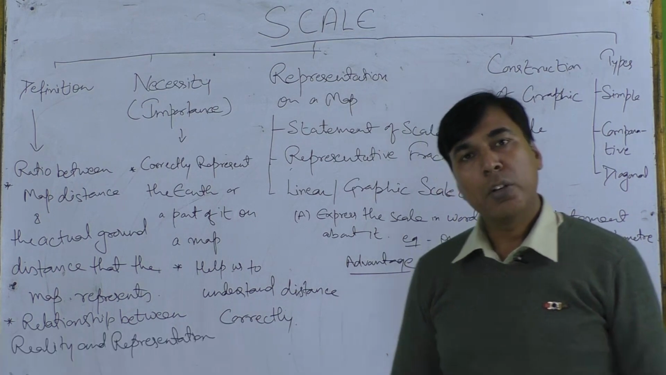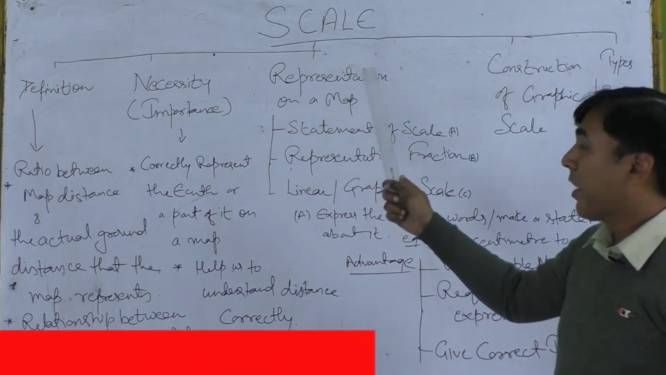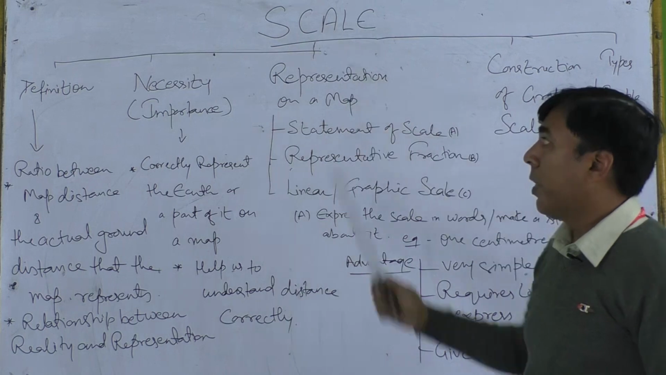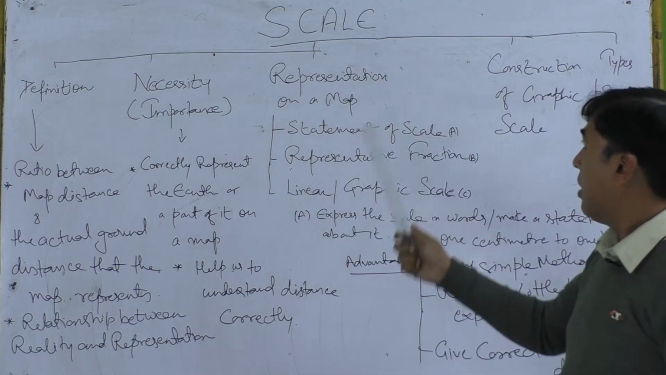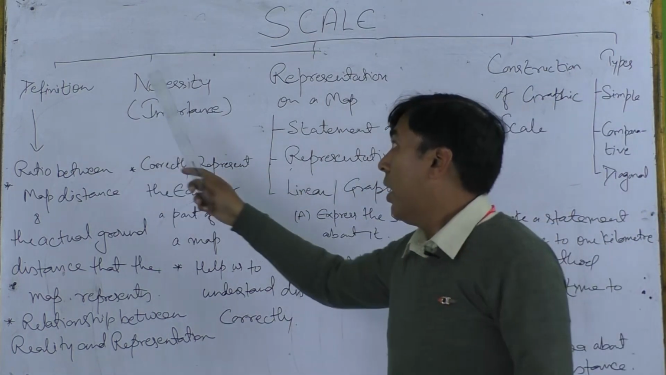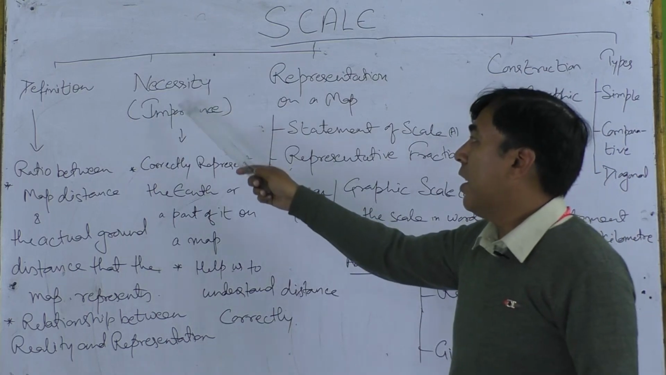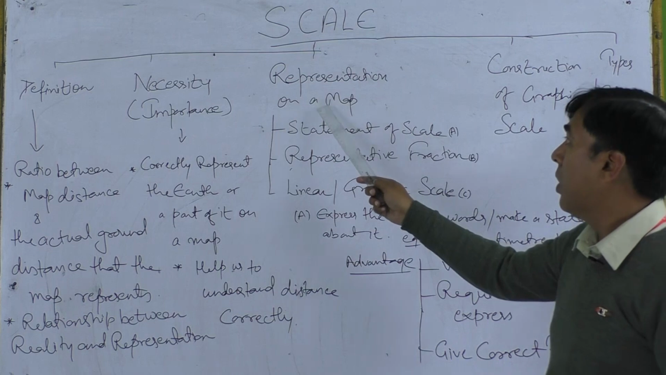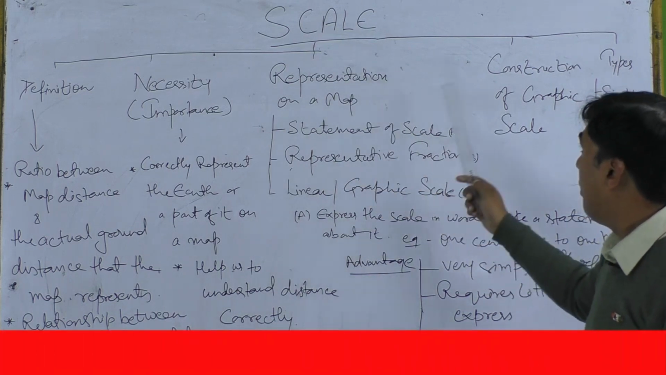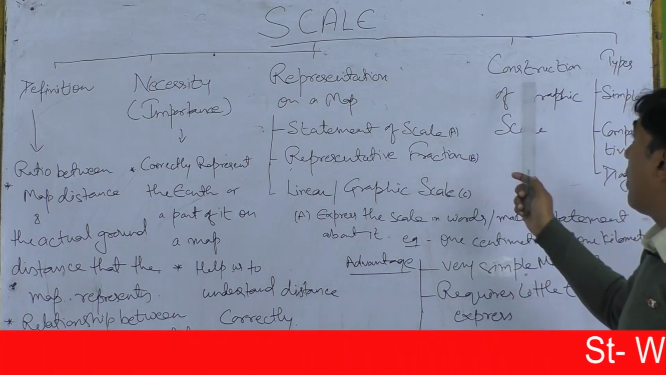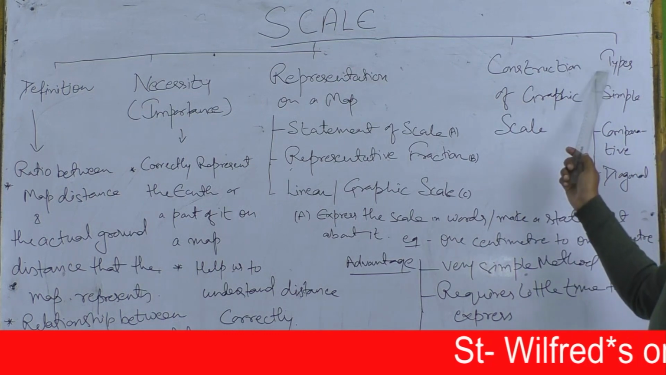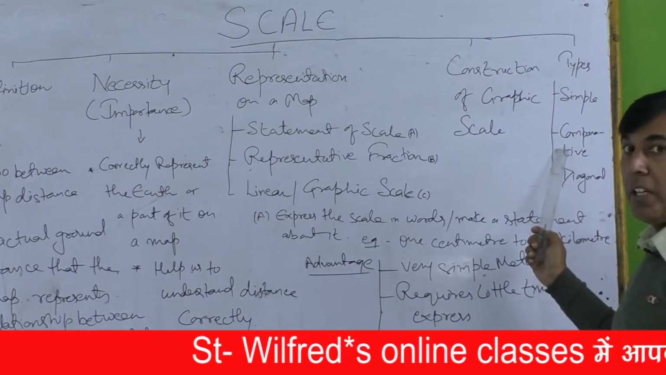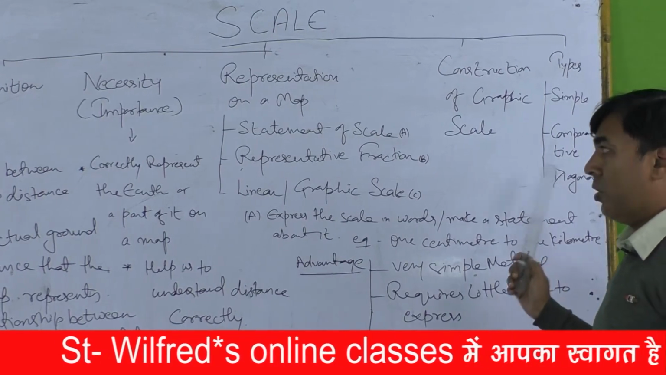Today we are going to discuss a practical topic, scale. In this topic we shall discuss some definitions, as well as the necessity and importance of scale, then how scale is represented on the map, then construction of a graphic scale, and lastly the types of scale: simple scale, comparative scale and diagonal scale. So let's begin.